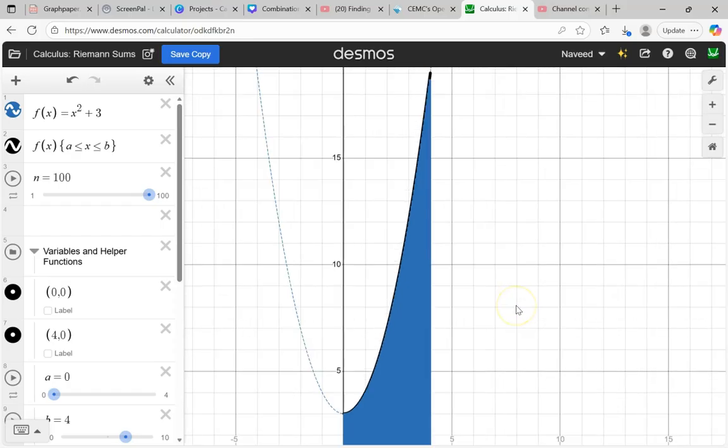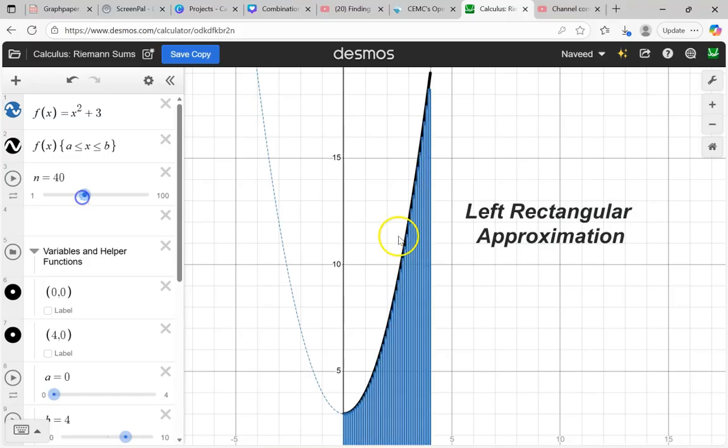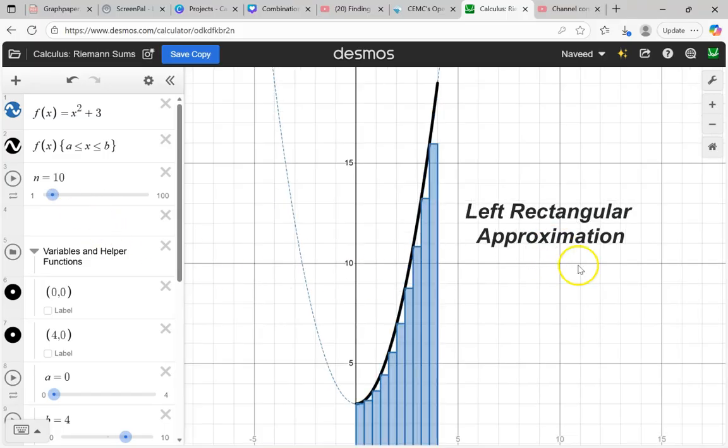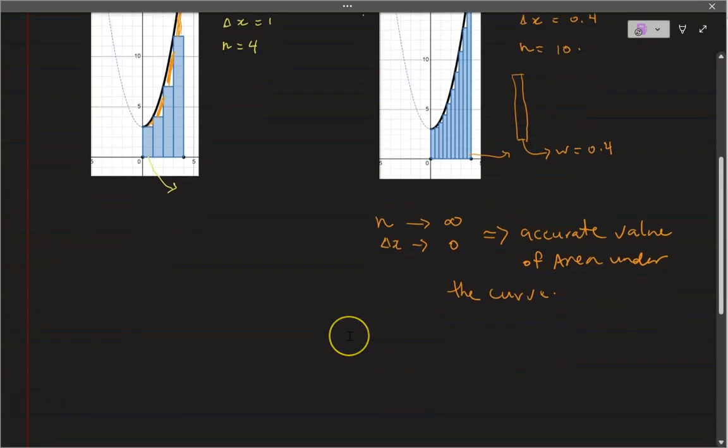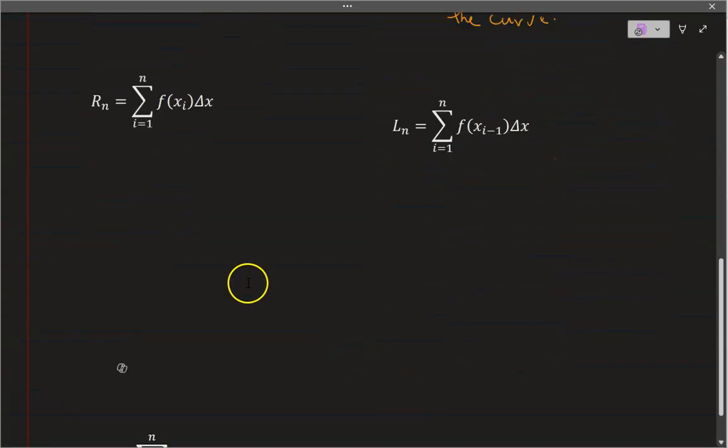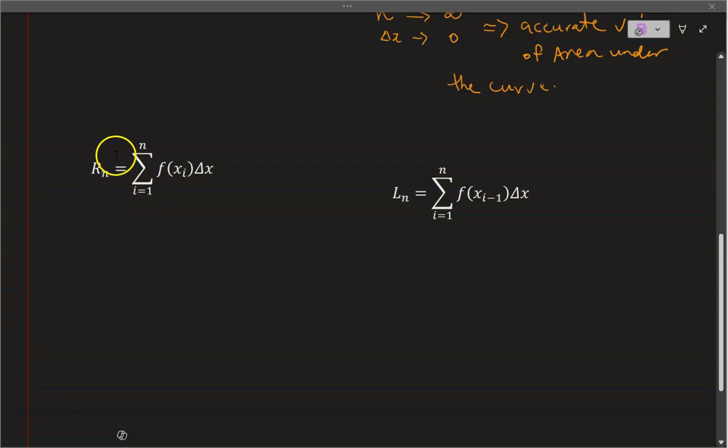Okay, so that is one of those things that I need you to play around with. Now, notice that in this example, I am using the left rectangular approximation, but it doesn't matter. So if we go back to our formulas, I have 3 of them. For the 3, we have the right hand approximation, and this is given by this sigma notation that shows the sum of all rectangles.